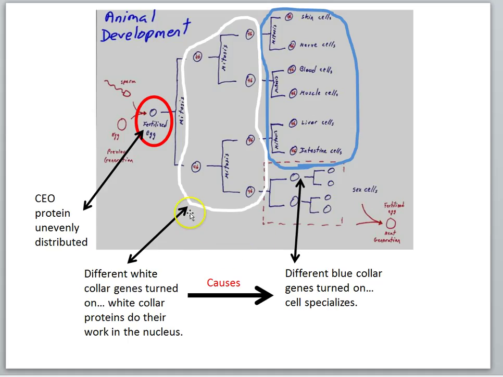So, to complete our story then, we've got blue collar genes are making cells specialized. They were turned on by white collar genes, and white collar genes were controlled by CEO genes. The CEO protein was already present in the fertilized egg, located in a sort of uneven distribution in the cells, so that the first division means that one cell gets some of the CEO protein, the other cell does not. That means different white collar genes will be turned on, and so we get different developmental futures for these two cells.